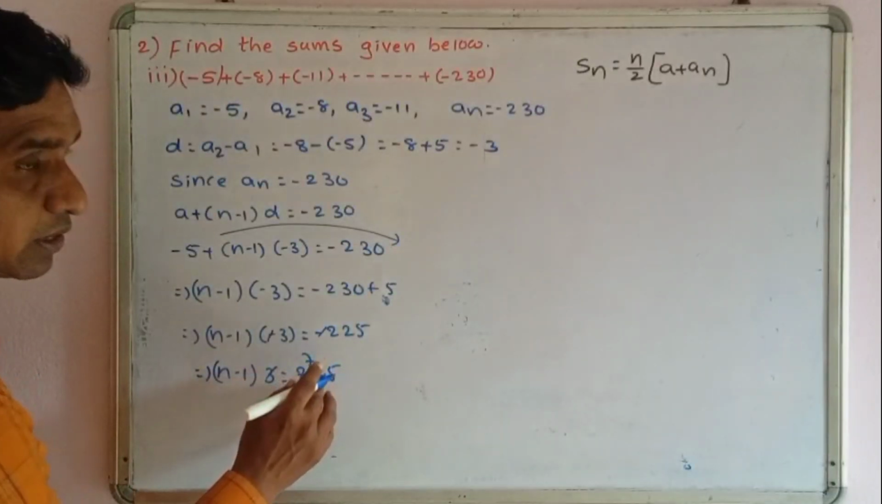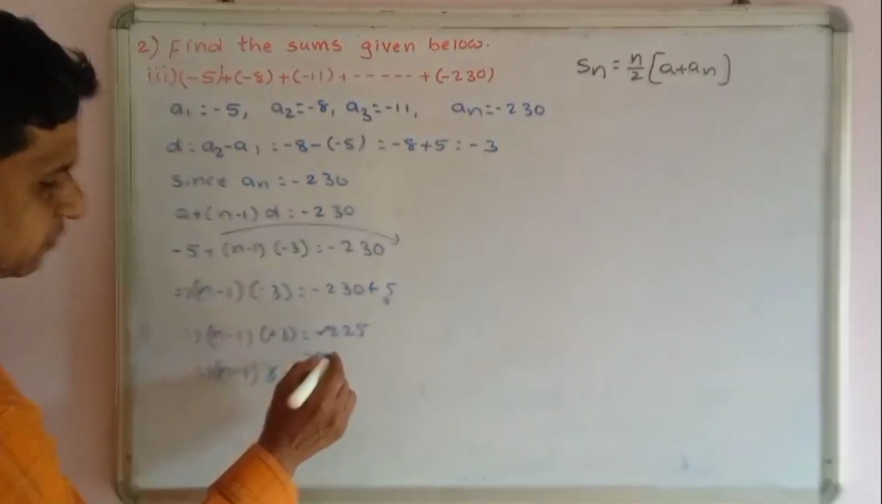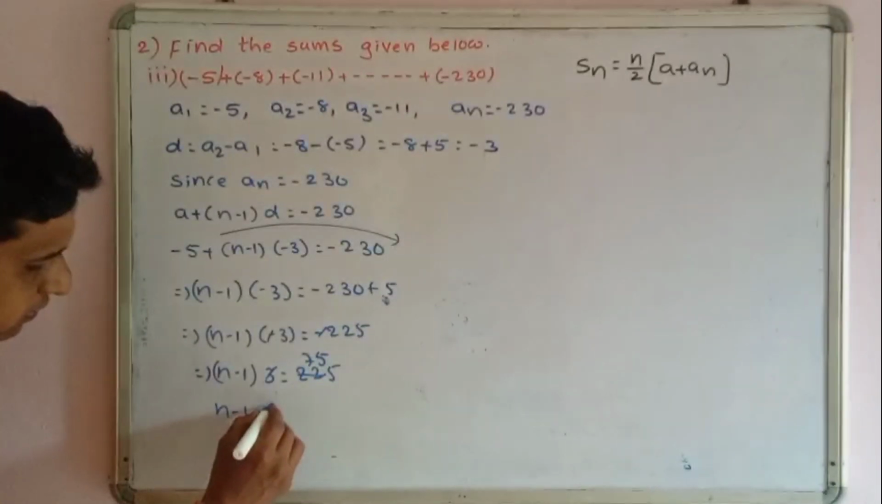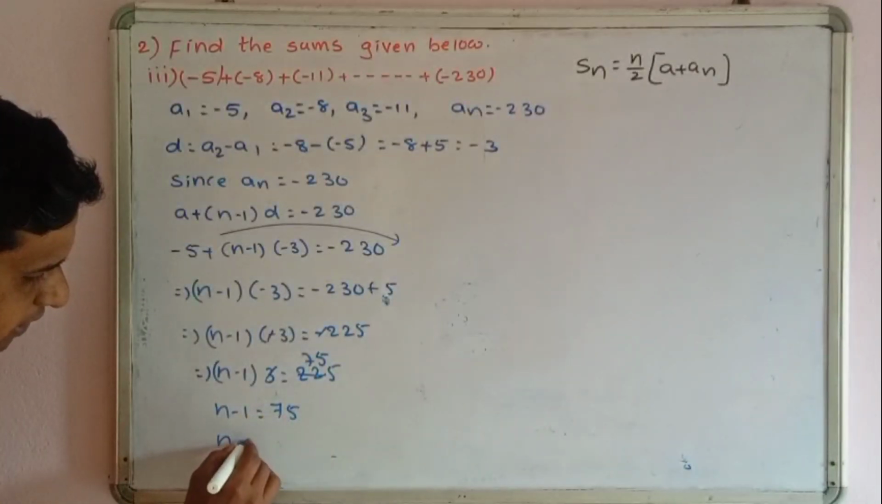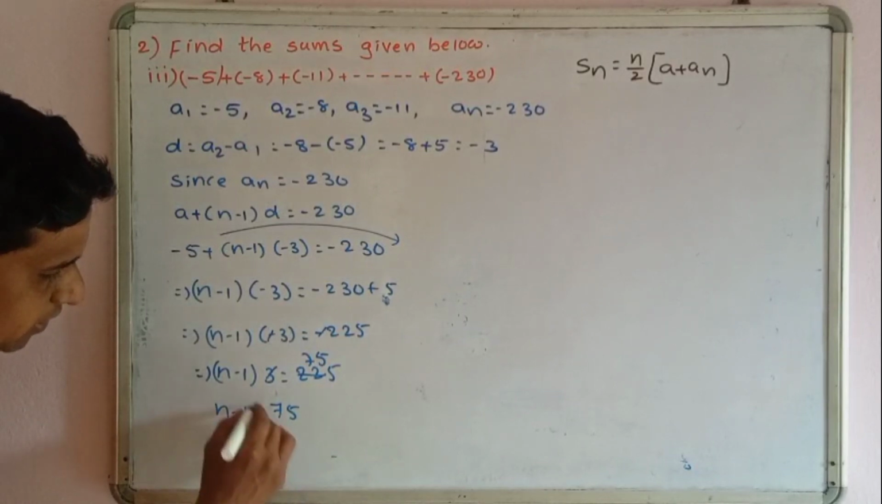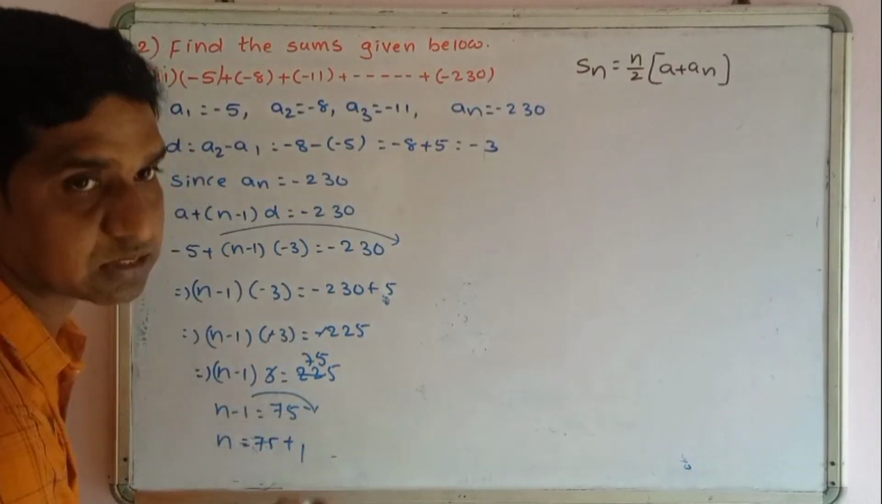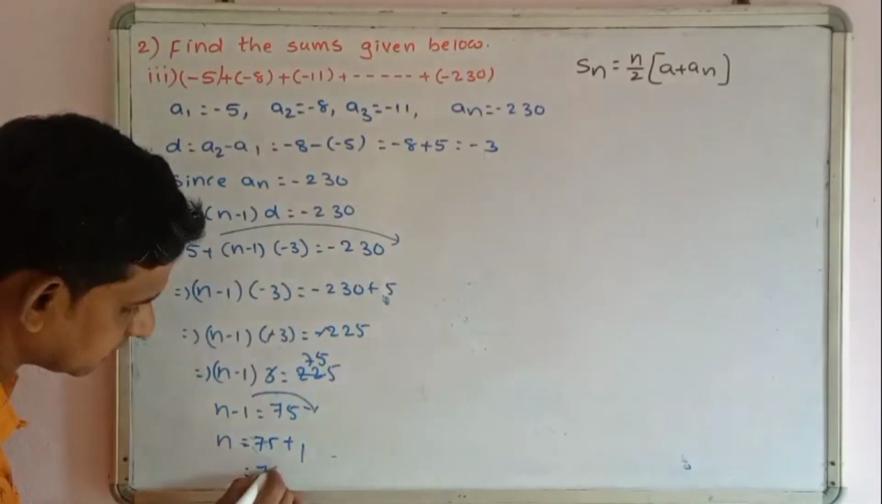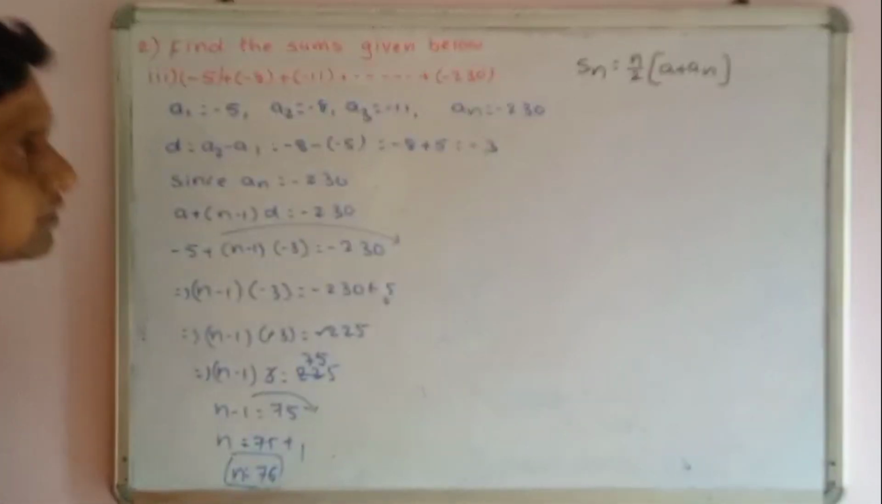So 3 7s are 21, 1 balance, 3 5s are 15. So n minus 1 equals 75. Sorry, n equals 75 plus 1, transposing minus 1 to the right side. So 75 plus 1 is 76. Therefore the value of n is 76.